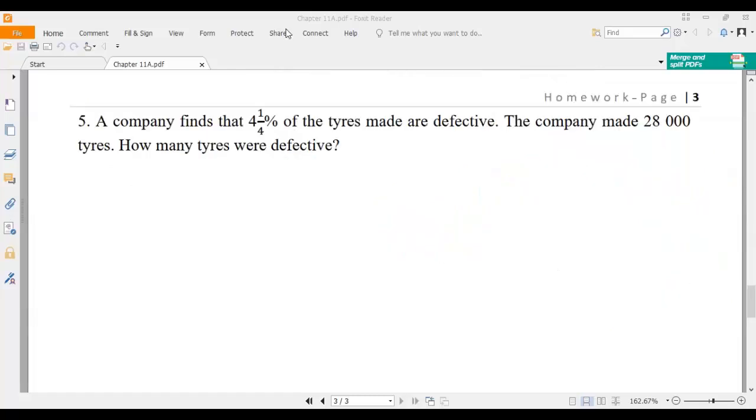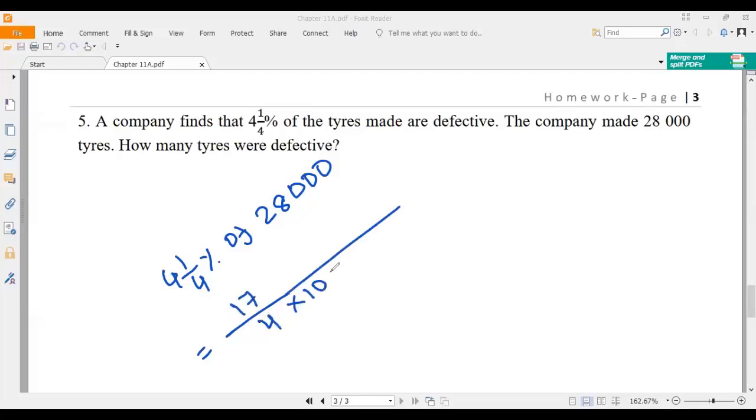Now, question number 5. Question number 5 says, a company finds that 4 whole 1 by 4% of the tires made are defective. The company made 28,000 tires. How many tires were defective? So we need to find the number of defective tires. That will be 4 whole 1 by 4% of 28,000. So 4 whole 1 by 4, that will be 4 4s are 16 plus 1, 17. Percentage means divided by 100.